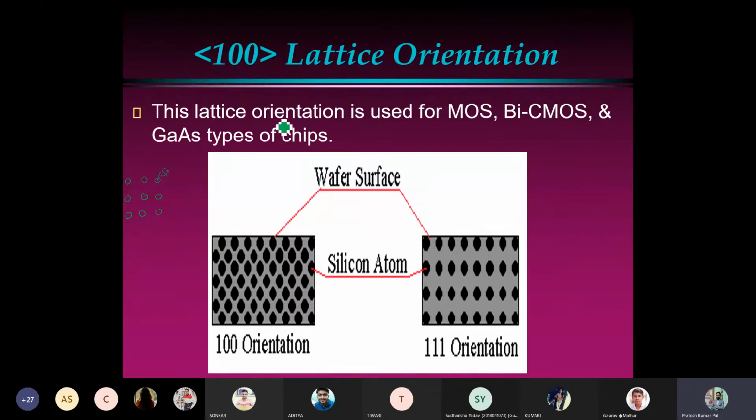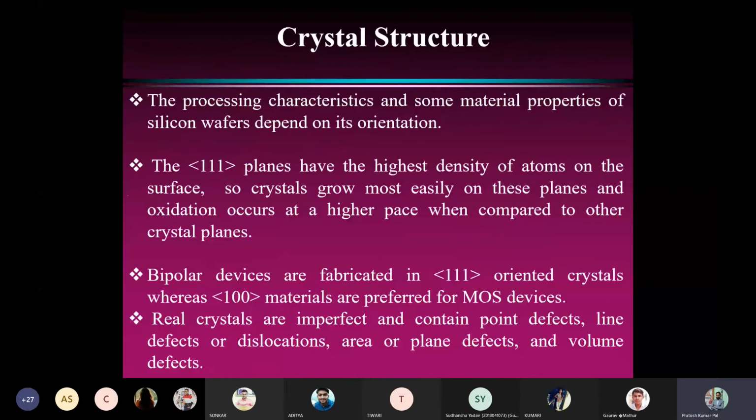Okay, so what happens in the complete wafer? This is a wafer, in which different silicon atoms are placed. So that is considered for fabrication. Like if we have a BJT, a bipolar transistor, then these BJTs are preferred to be oriented in the 111 direction. Okay, so there are some advantages and disadvantages of these orientations. And in case of these MOS devices, the orientation is basically placed in the 100 direction.